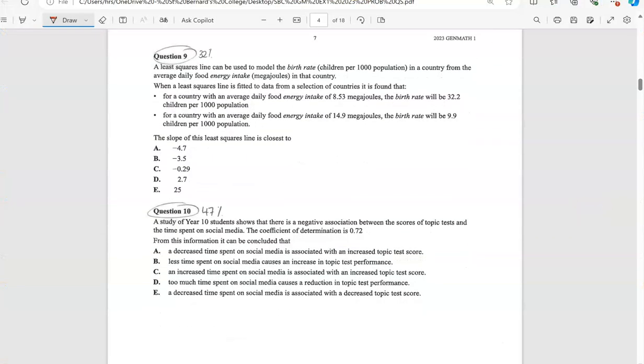Okay, so then let's look at question 9. Now, this was another one. It says a least squares line can be used to model the birth rate of children per 100,000 population in a country from the average daily food. So really what they just said there is that they are going to predict the birth rate from average food or whatever. So because they're going to predict that birth rate, you should know that's the RV.